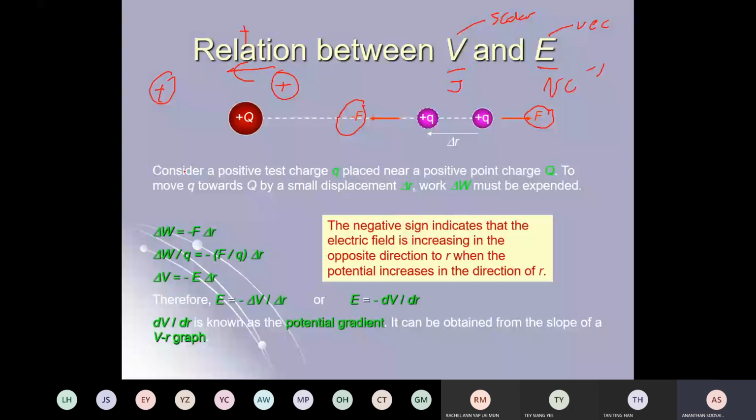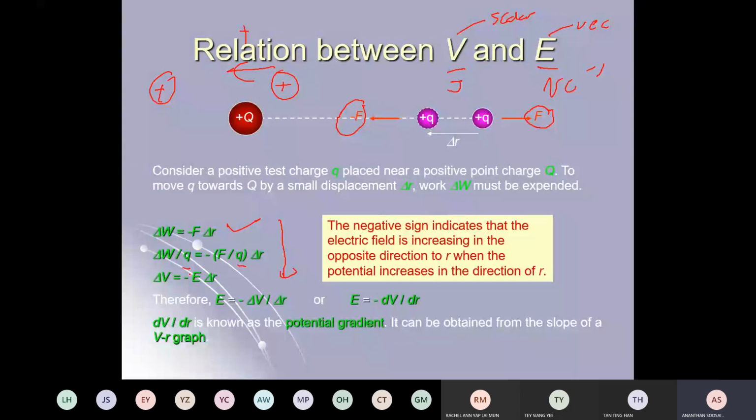Okay, from this formula, work done is F times change in r, and some sort of rearrangement. You don't need to know this derivation. They divide both sides by the test charge Q. Mathematically, you can divide, multiply, or add on both sides of an equation. Here they divide by the test charge just to bring F over Q, because F over Q can change to E, electric field strength.